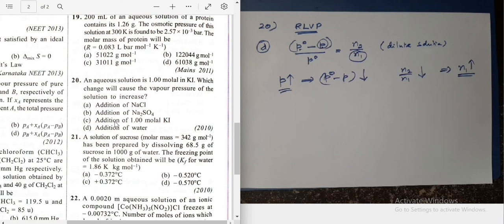What about option C, students? If you add the same 1 molal solution of potassium iodide to the same solution, will there be any change in the vapor pressure? Yeah, there is no change, right? Because the given solution is already 1 molal potassium iodide. If you add the same solution, it remains the same. The vapor pressure remains the same. So the correct option for this question is option D only.